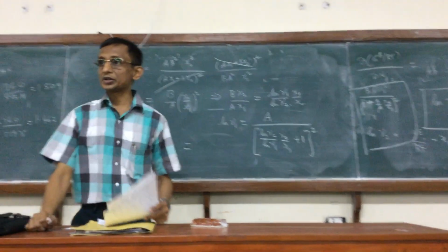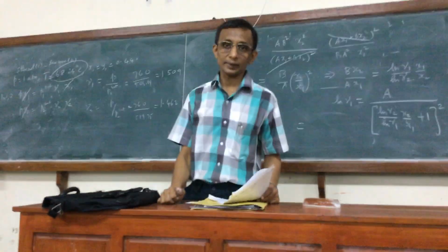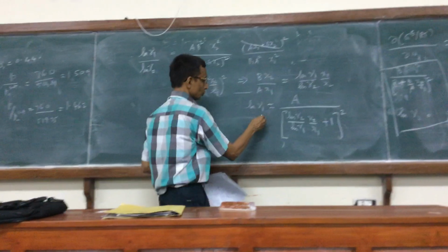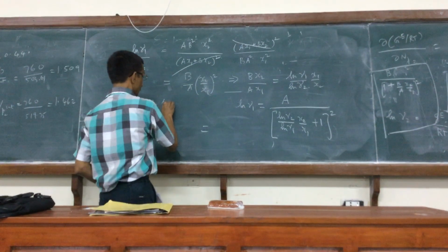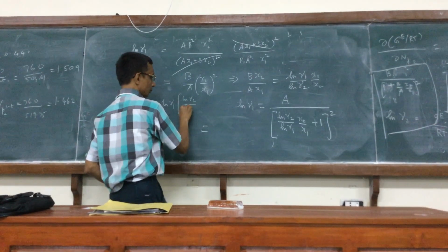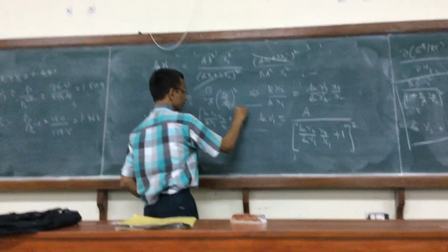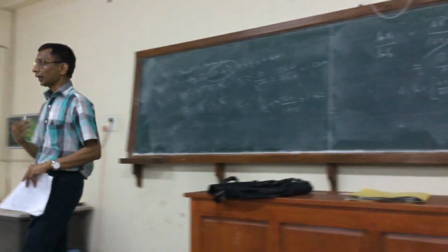So now what have we achieved? Can I calculate a from this? This obviously gives an expression for a. So all I have to do is multiply this. So A is given by log gamma 1 times (log gamma 2 by log gamma 1 x2 by x1 plus 1) whole square. Now we are getting explicit expressions for A and B.